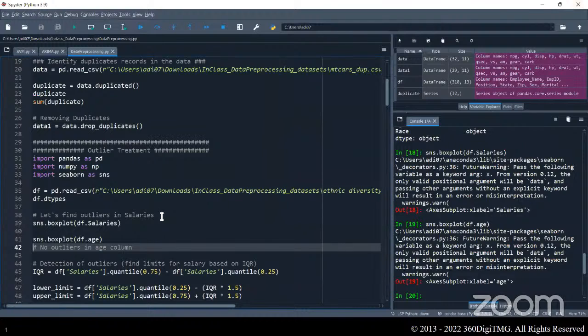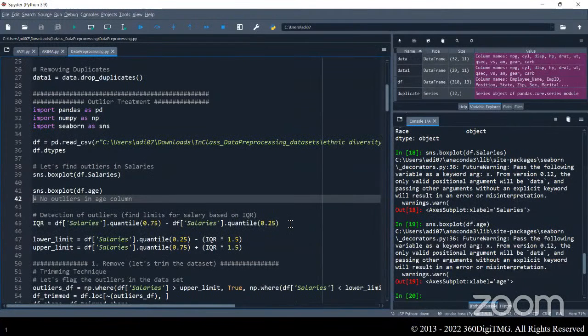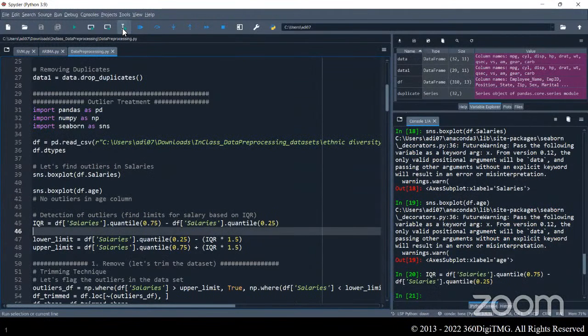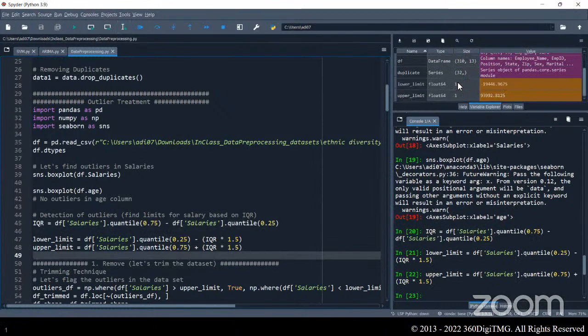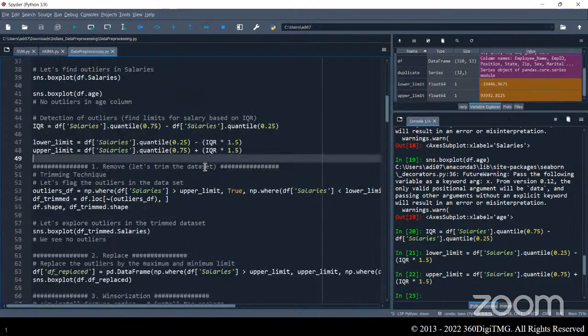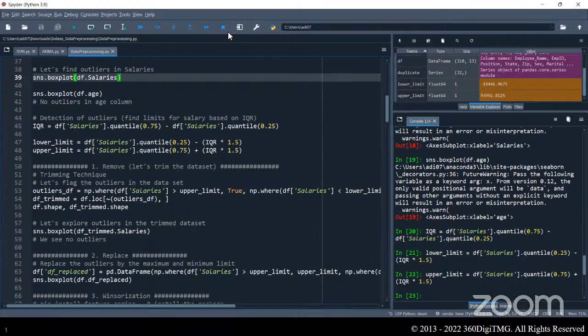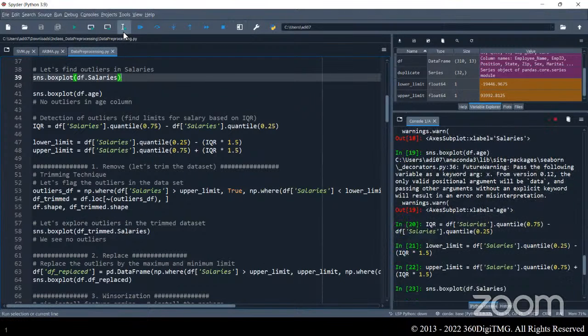All right. Next, we'll calculate our IQR values, the upper limit and the lower limit. Those values are quite near to the estimated values that we were taking. Now, let's draw this box plot again.